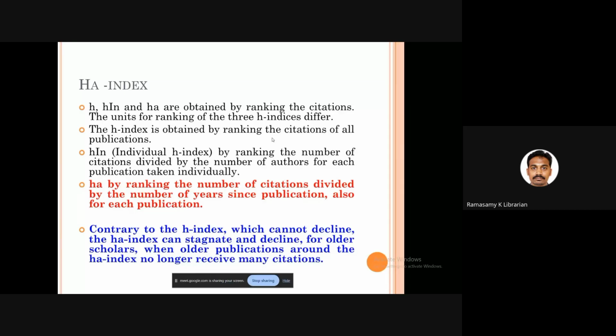Then comes Hutch A index. In Hutch A index, what we are going to do is, very simple. When you are going to rank the citations, you have to rank them by number of citations.